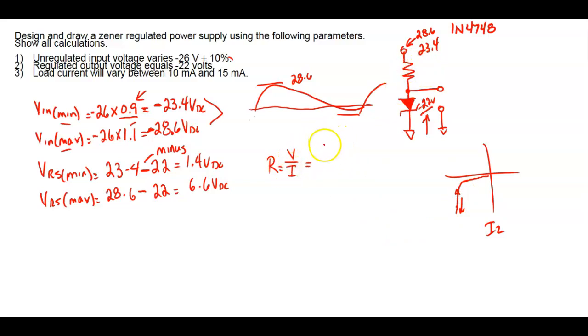So we know we're going to use the minimum voltage. Why are we going to use the minimum voltage? Well, if we let the minimum voltage go through the resistor, then if the voltage goes up, zener current's going to go up. So what we're always trying to do is make the zener current go up.